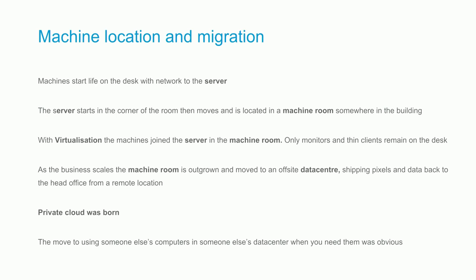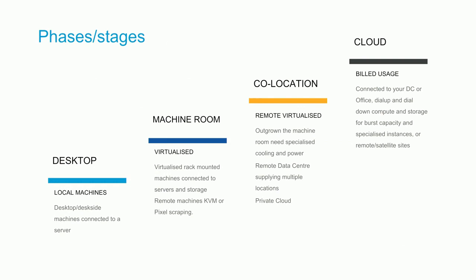If private cloud's born, then it's fairly obvious where the next stage is. I'll just use somebody else's cloud, or somebody else's computer. So it normally looks kind of like this. Desktop: local machines connected to a server. Machine room: virtualized or remote, depending which way you go. Co-location, or if you're very rich and have a massive company, someone that's going to have a large data center out of town or wherever. And then the obvious one next is cloud, where we move out to cloud.